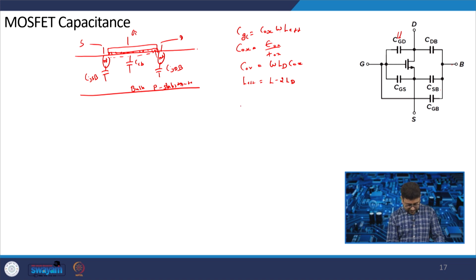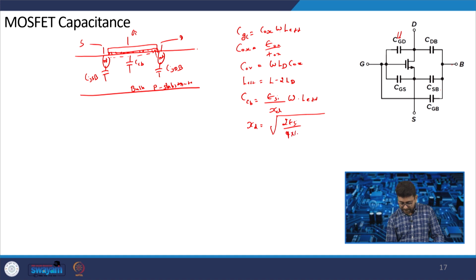Then there is CCB, which is given by epsilon silicon by XT into W L effective, where epsilon silicon is the permittivity of silicon and XT is given by the square root of 2 epsilon Si by Q into N substrate, times the potential difference psi S minus the Fermi potential psi F. So, this is XT. Based on this we can get all the capacitances.